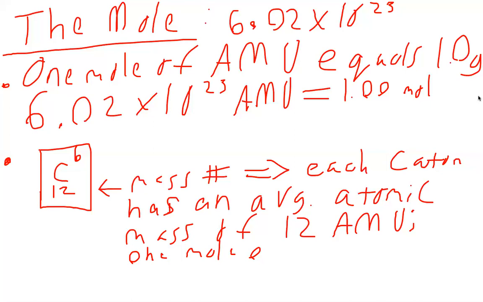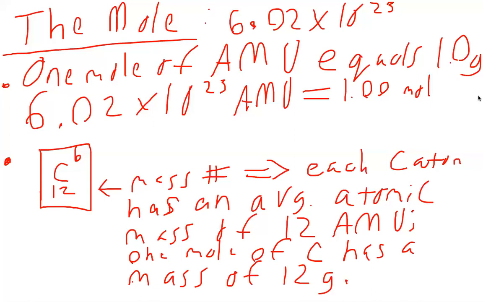Okay, I'm good though. 1 mole of carbon has a mass of 12 grams. Okay, 1 mole of carbon has a mass of 12 grams. So if you have 6.02 times 10 to the 23rd carbon atoms, those carbon atoms will have a total mass of 12 grams. Okay, so I'm going to let everybody get that written down.